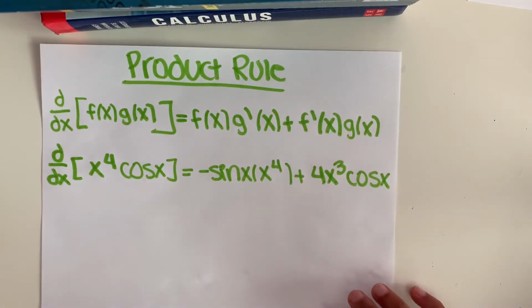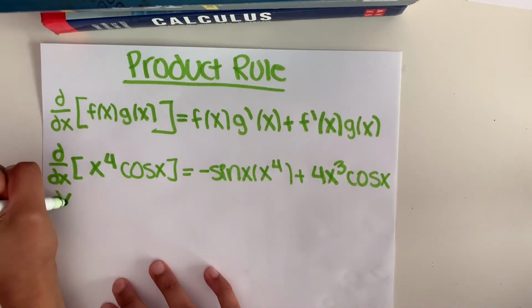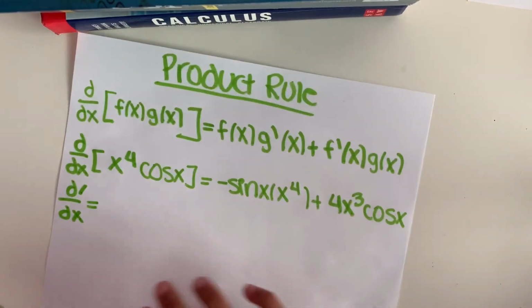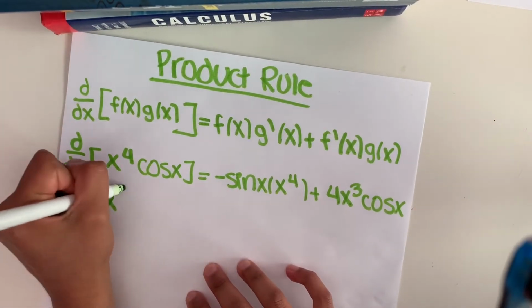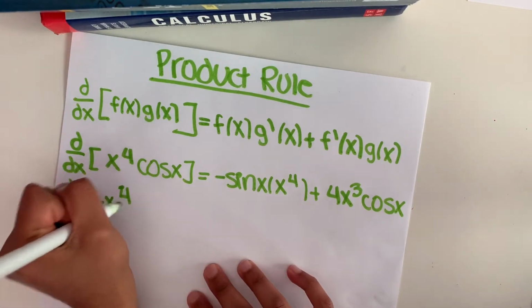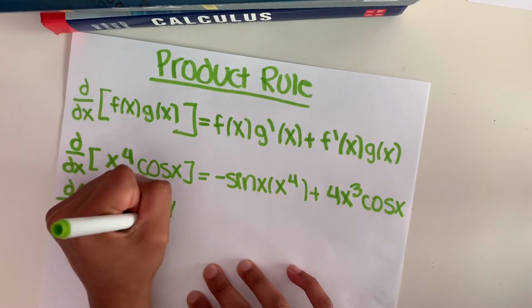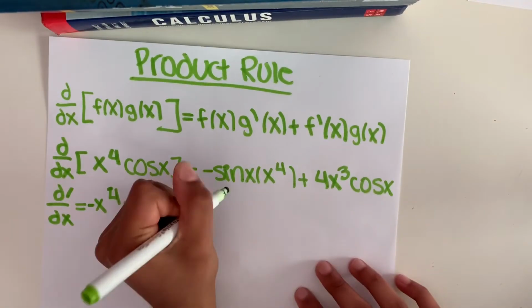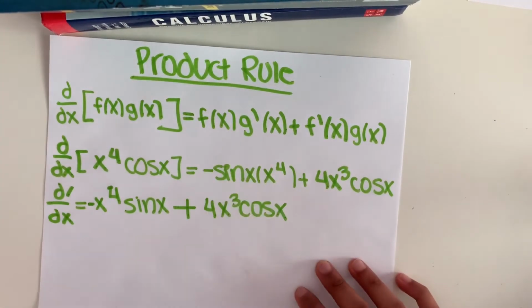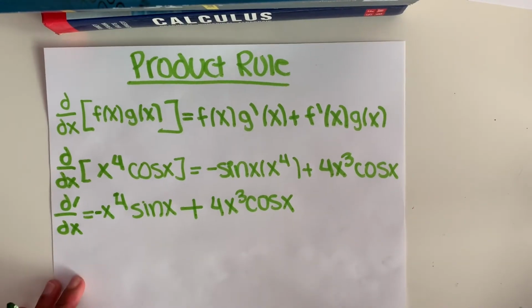So the final derivative of this function would be x to the fourth and negative, because there's a negative sign here, negative x to the fourth sine of x, plus 4x cubed cosine of x. As you guys can see, that was pretty simple.